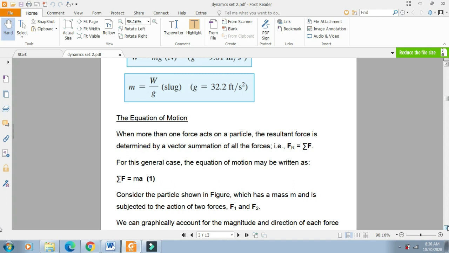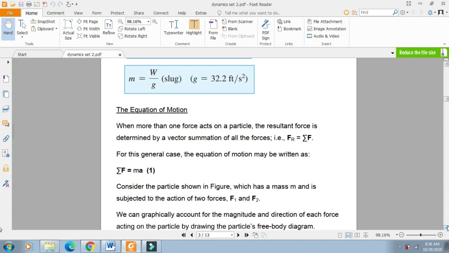Now we consider the equation of motion when there are several forces. Previously we wrote simply F equal to ma, but there can be a number of forces on a single particle. So when there are a number of forces, we have to consider the forces in the same direction and add them. In that case, the resultant force Fr is equal to summation F. So the general equation of motion becomes summation F equal to ma.